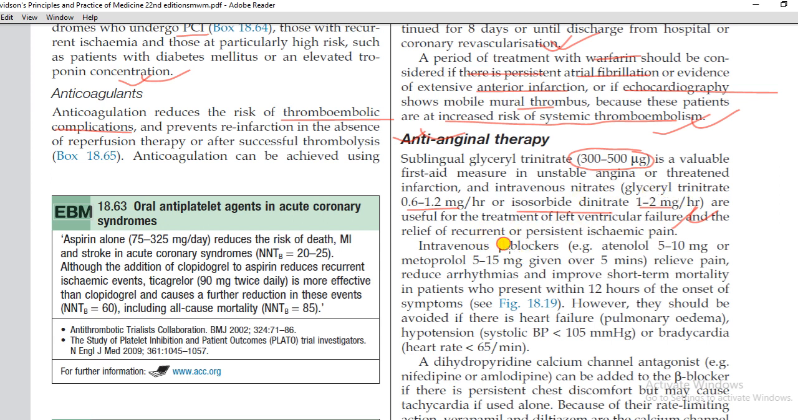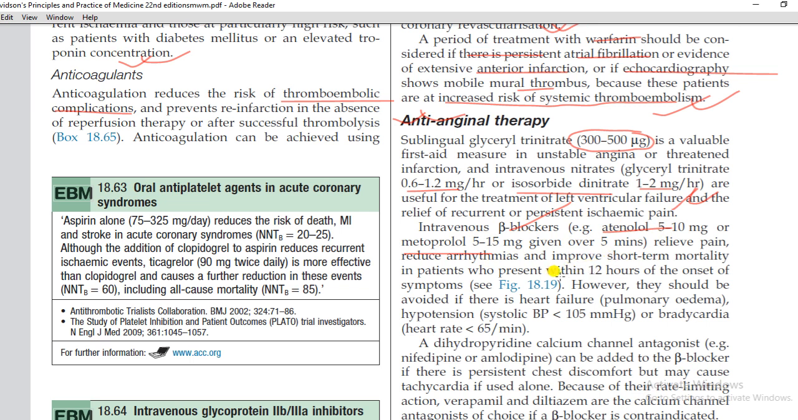Okay, intravenous beta blockers, for example atenolol or metoprolol. These beta blockers relieve the pain, reduce arrhythmias, and improve the short-term mortality in the patient who presents within 12 hours of onset of symptoms. However, this should be avoided if there is heart failure, especially if there is pulmonary edema.